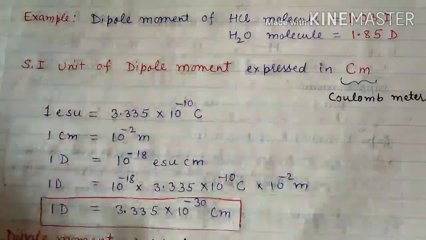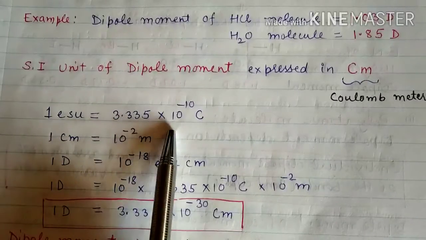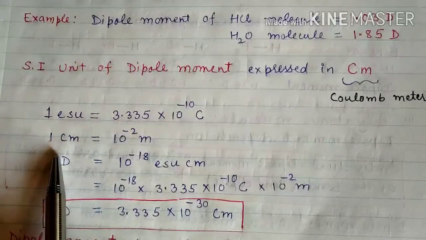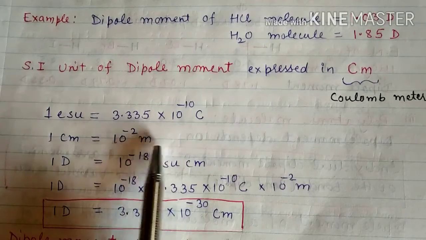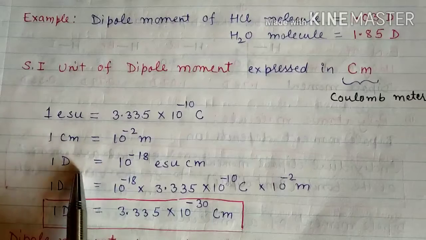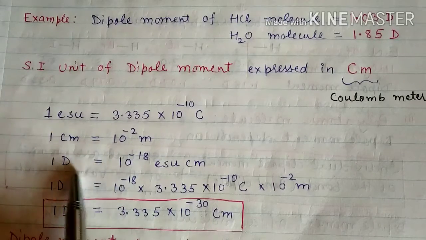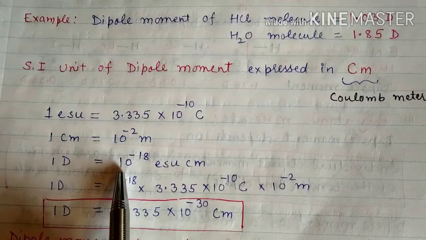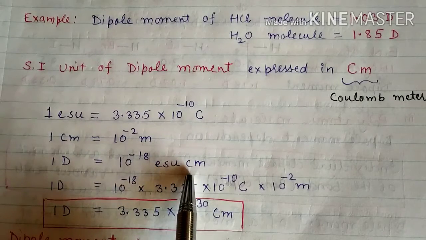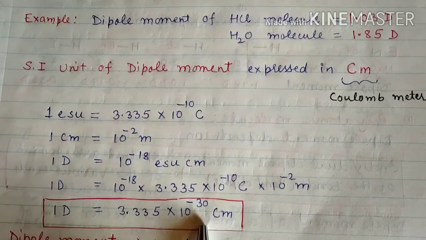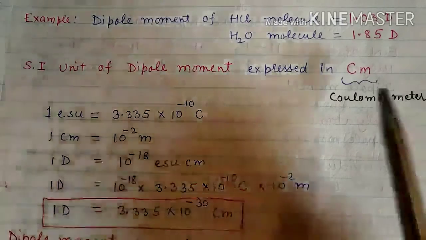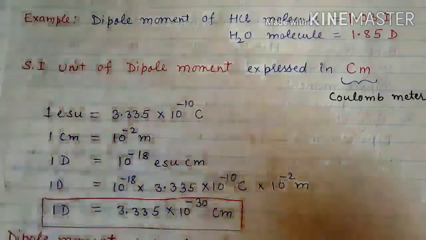And as we know, 1 ESU is equal to 3.335 into 10 raised to power minus 10 coulomb. 1 centimeter is equal to 10 raised to power minus 2 meter. So 1 D, from the above relationship we have calculated, is equal to 10 raised to power minus 18 ESU centimeter. Just by putting the values, one can find 1 D is equal to 3.335 into 10 raised to power minus 30 coulomb meter. So the SI unit of dipole moment is expressed in coulomb meter.